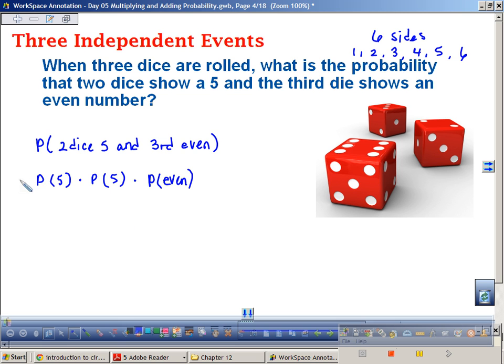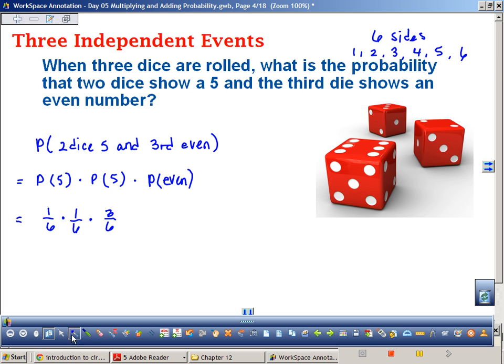Probability of even. Okay. So probability of getting a 5, well, there's only one 5 out of a total of 6 sides. So that probability is 1/6. Again, probability of a 5 is 1/6. Probability of even, like I said, there's 1, 2, 3 even sides. So that's 3 out of 6.